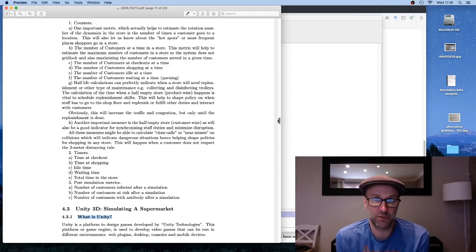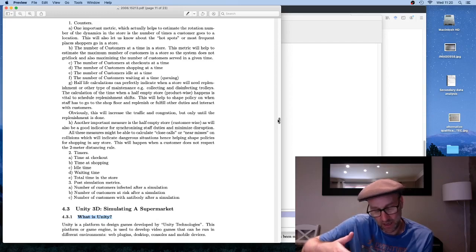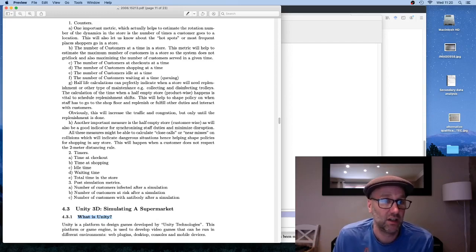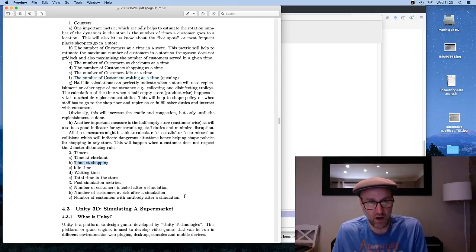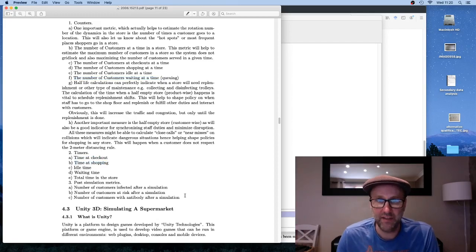So these are the outputs that we can have from the simulation, or that the authors suggest that we should take from the simulation. And we use this to judge whether or not different interventions have any impact. So we look to output the number of customers at checkouts at any time, the number of customers in the shop at any time, the number of customers standing around at any time, and the number of customers queuing. The time at the checkout, the time spent shopping, all of these things are output in a big spreadsheet. And then we change the model.